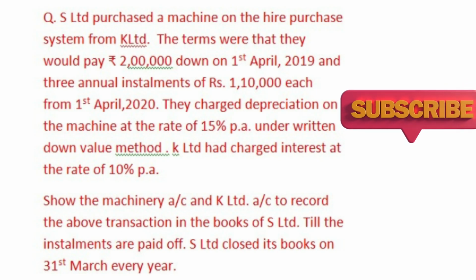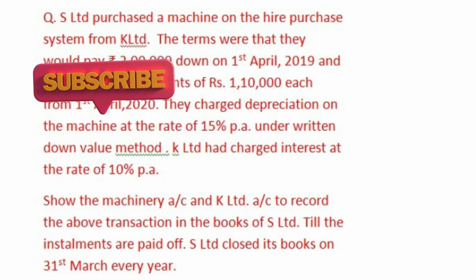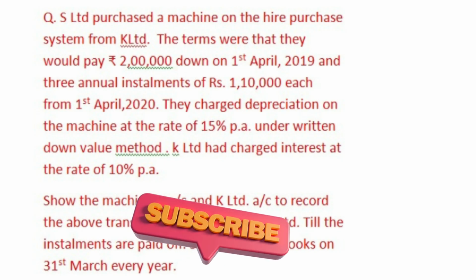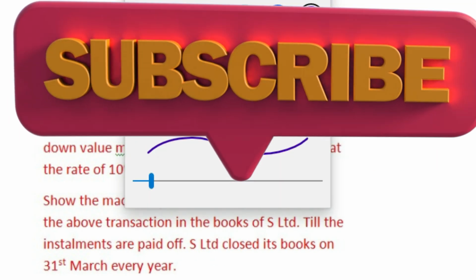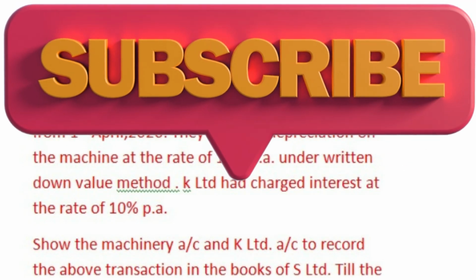So this class is on hire purchase accounting. This is the second problem I have taken here. In the first problem, the cash price of the machine, rate of interest, amount of installment, and number of installments were all given. But in today's question, the cash price of the machine is missing. So the problem is on the screen.